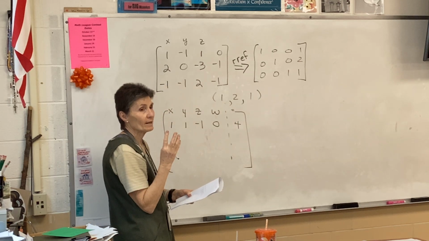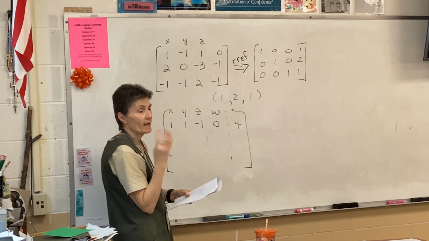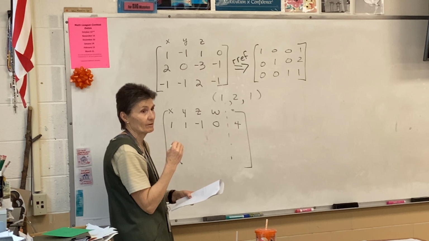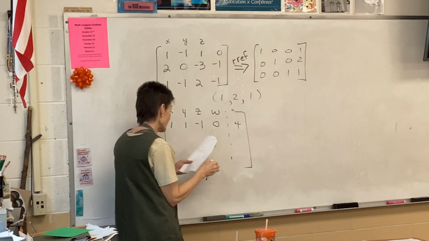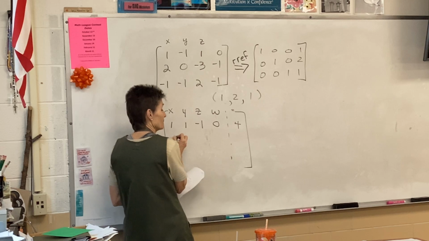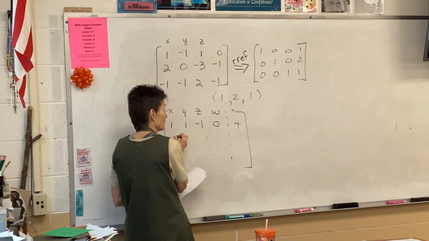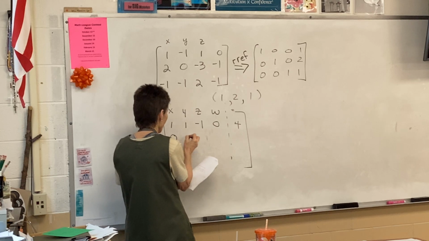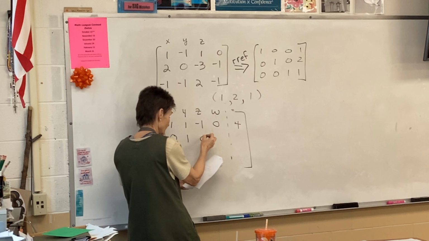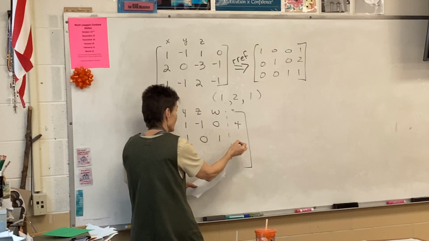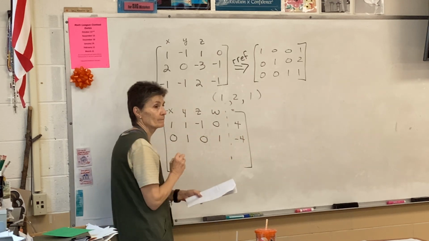There are 4 letters in this problem. Every equation has to have that letter. So if it doesn't, you have to put in a 0. All right, what about the next one? No X. 0. I got a Y. 1. No Z. I got a W. And I got -4.